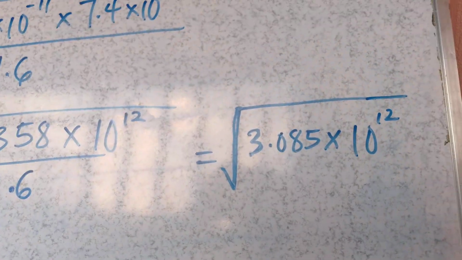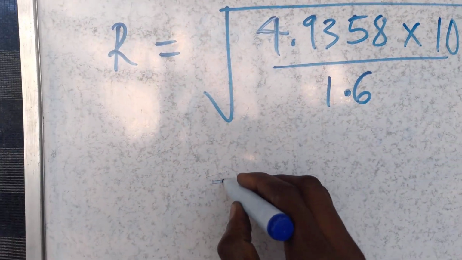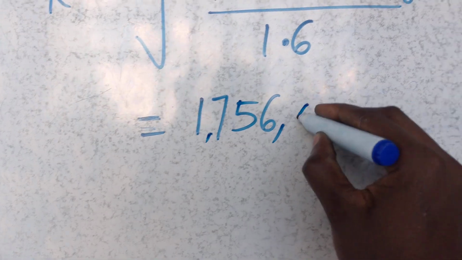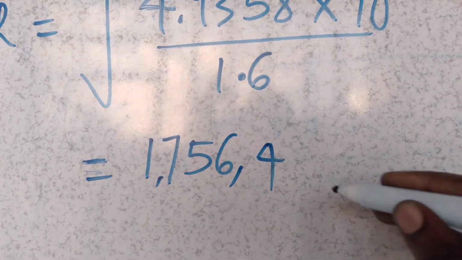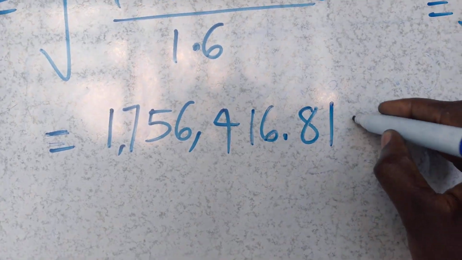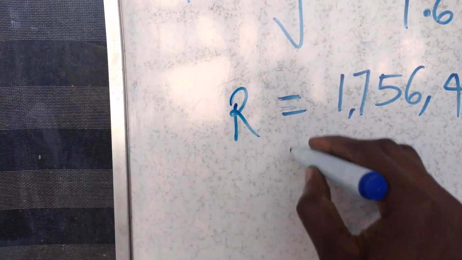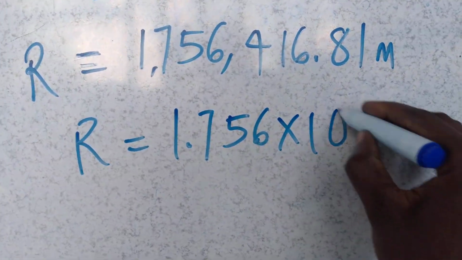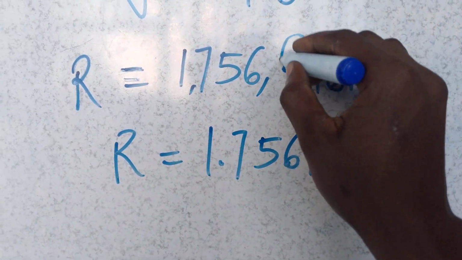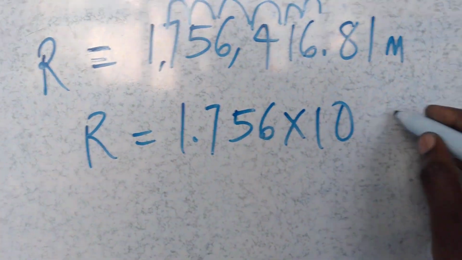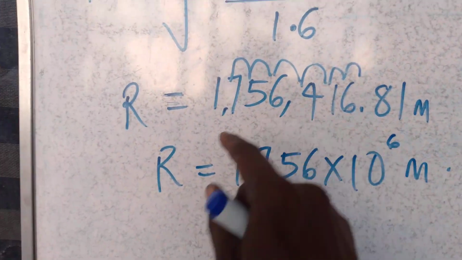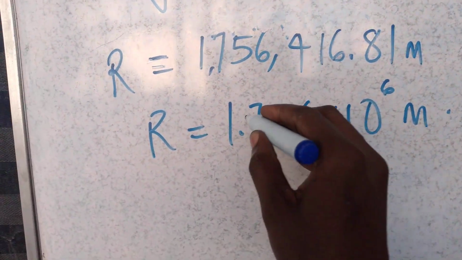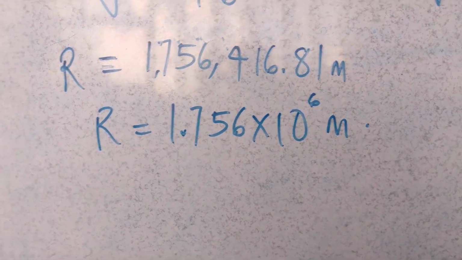3.085 times 10 raised to the power 12. If I find the square root of this, it gives me 1,756,416.81 meters, which in standard form is R equals 1.756 times 10 raised to the power 6 meters. Okay, so that is the radius of the planet. The radius of the planet is 1.756 times 10 raised to the power 6 meters.